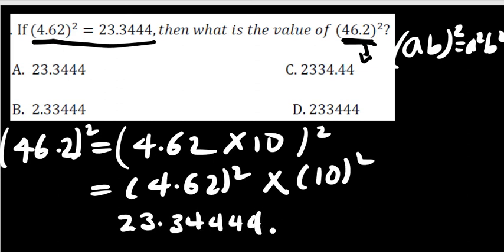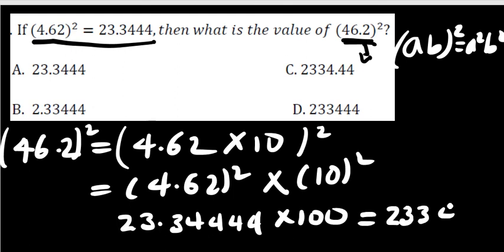4.62 the whole square, it's given, 23.34444 whatever, times 100. Now we are trying to multiply by 100, so the point will be shifted twice. It's going to be 2334.444. Where is it? It is found in C. Yeah, the answer will be C. So you need to be systematic in such kind of question. Let's continue to the next.